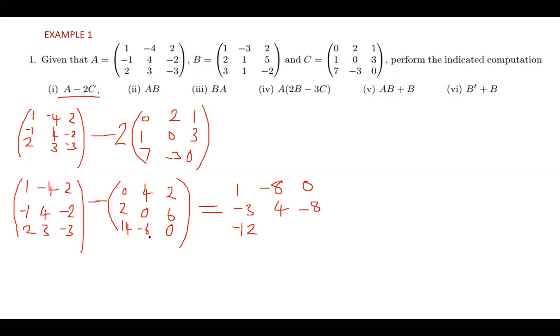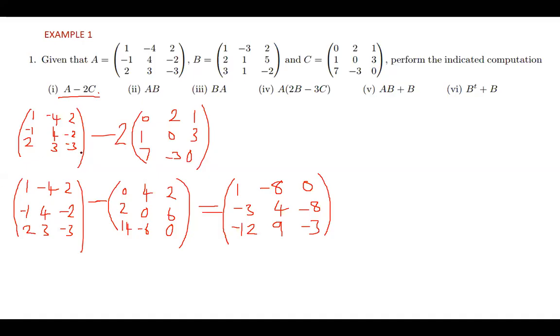3 minus negative 6, you get 9. Then negative 3 minus 0, you get negative 3. So this is the solution for the first question then. This is how you solve, and this is how you subtract matrices. So since we have done this one, let us also see how you multiply the matrices now. How do you multiply the matrices?